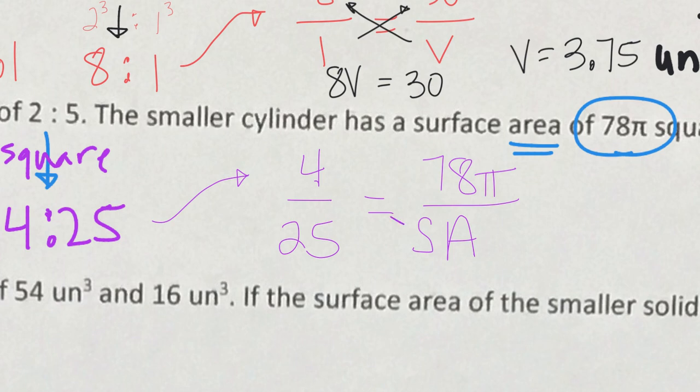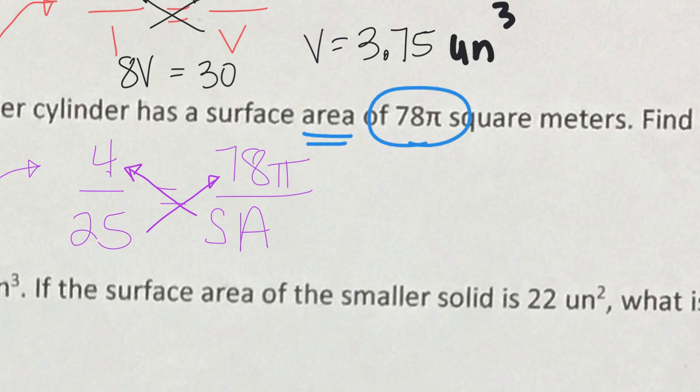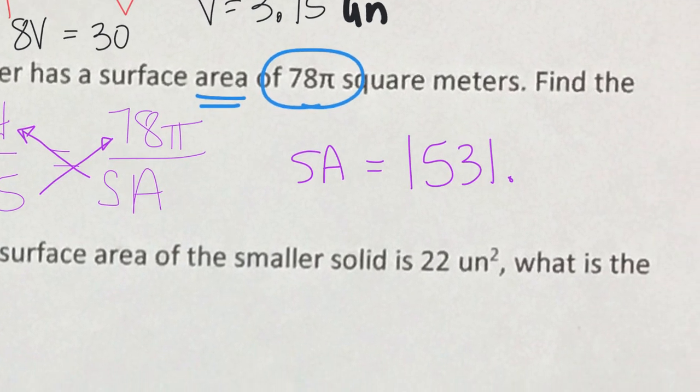So we cross multiply, and hopefully you have a calculator to do this. 25 times 78 pi, and then divide that by 4. And we can get that as a decimal, I'm sure, when we do 25 times 78 pi divided by 4. 1531 and change, so point something something something something square meters.